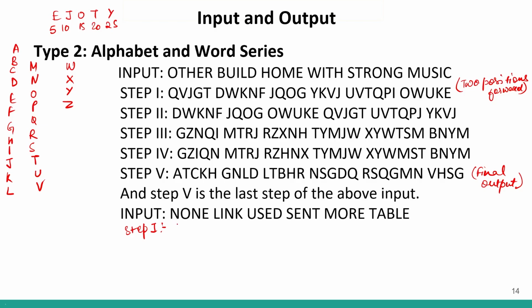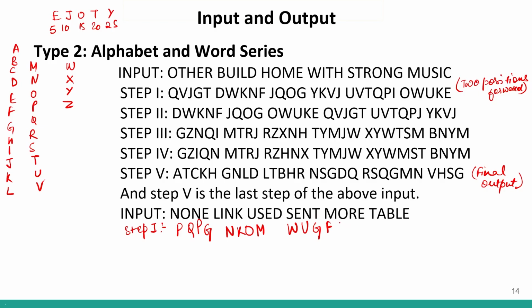So N will become what? N will become P. O will become Q. Again P. E will become G. Right? Then L will become what? L will become N. I will become K. After K we have M. Correct? In used, it will become W. S will become U. E will become G, and D will become F.